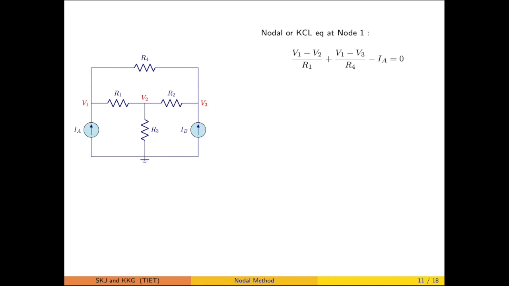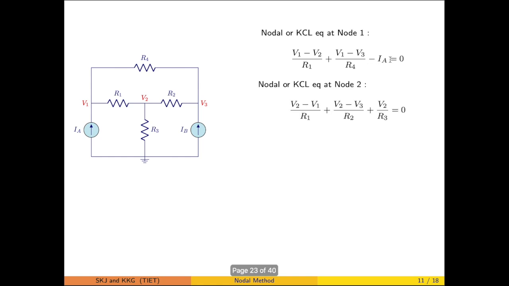Now corresponding to V1, you are simply following the outward current as positive nomenclature. So here the current is (V1 minus V2) upon R1, so that is constituting the first term. V1 minus V3 upon R4, so that is the second term. Here the current is injected into the node, so that is participating with the negative sign.